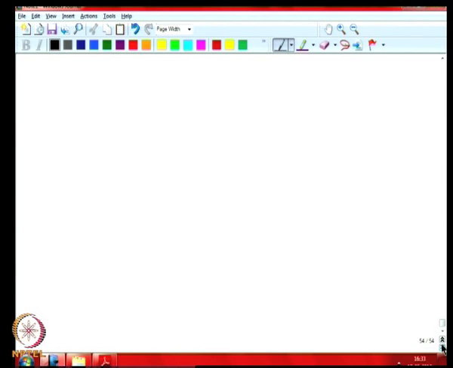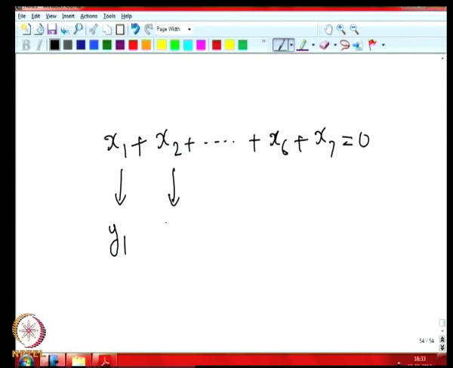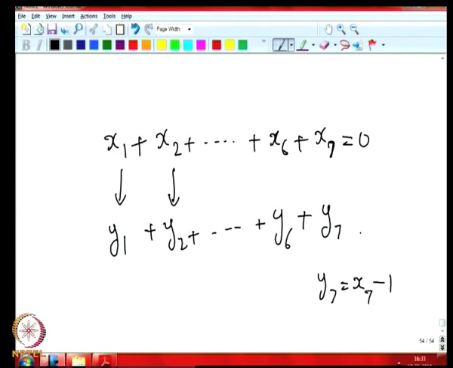new system of equations like this: x1 plus x2 plus ... x6 plus x7 is equal to 10 as our system. We will write y1 for x1, y2, and so on, I am just converting it to another one, y6 plus y7, but y7 is x7 minus 1, and we know the original sum is equal to 10, right. Therefore, this has to be 9. We will define y7 to be x7 minus 1.